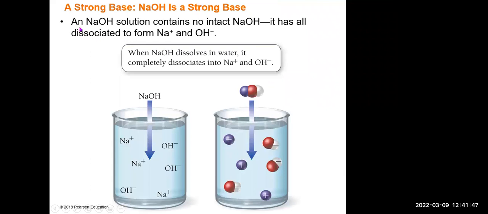So again, an NaOH solution contains no intact NaOH. It has all dissociated into Na+ and OH−. When NaOH dissolves in water, it completely dissociates into Na+ and OH−. Here the formula has a picture, either way showing you we don't have any NaOH together, so they all separate.